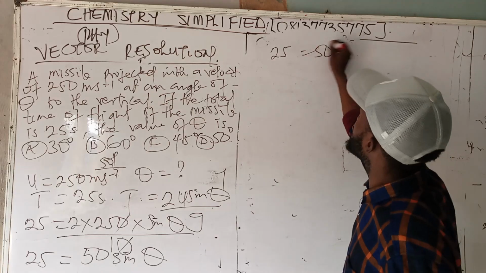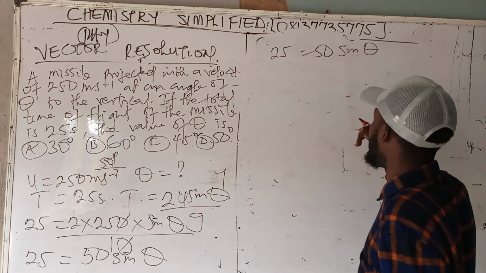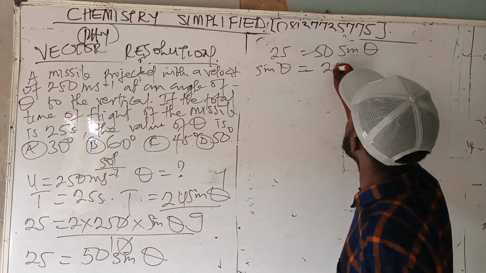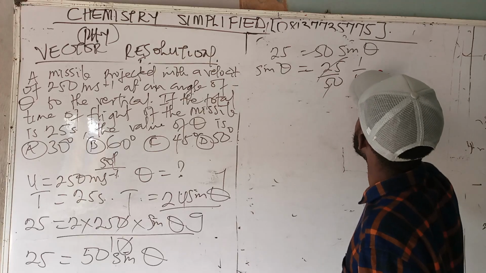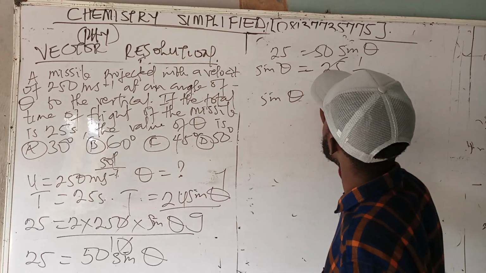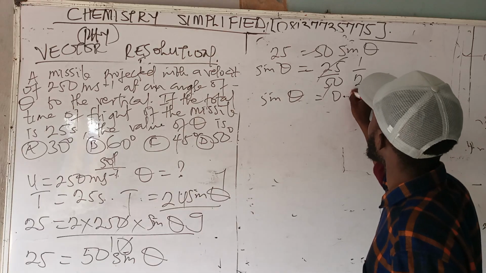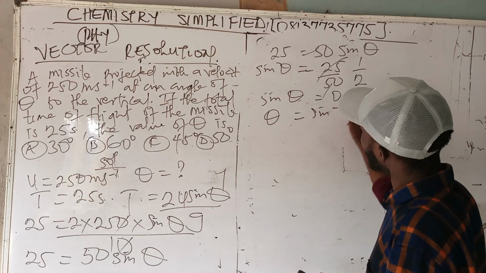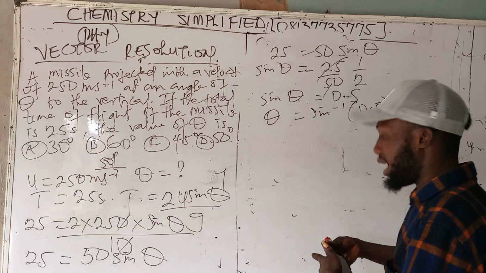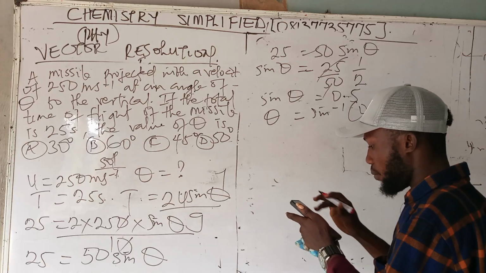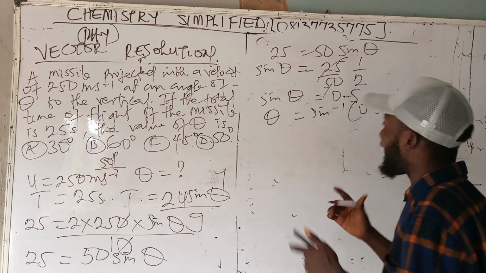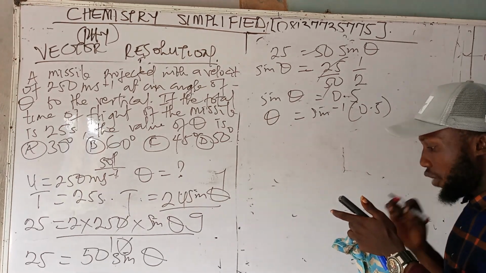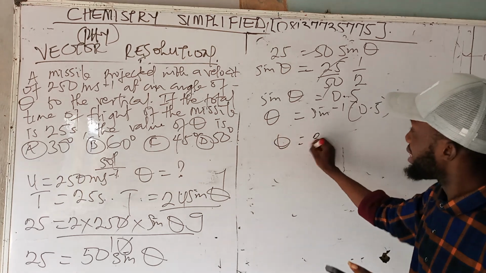25 equals 50 sine of theta, so we divide by 50. You have sine theta equal to 25 divided by 50, which is 1 over 2, which is 0.5. So theta will be inverse sine of 0.5, and you can punch that in your calculator: shift sine 0.5. The final answer here is giving us 30 degrees.